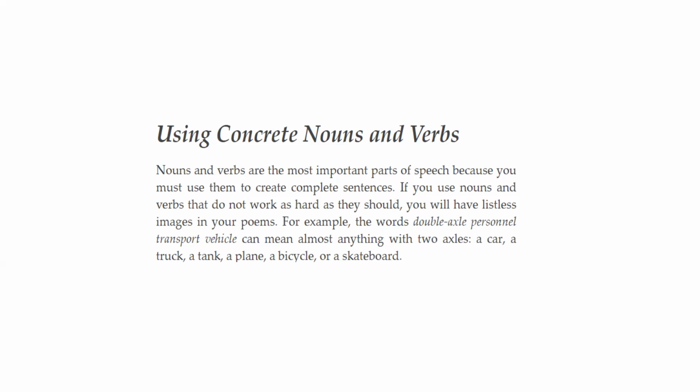If you use nouns and verbs that do not work as hard as they should, you will have listless images in your poems. Listless means like no life. For example, the words double axle personnel transport vehicle can mean almost anything with two axles, so you can understand what it is. Car, truck, a tank, a plane, a bicycle, or even a skateboard. Okay? Careful what you use.